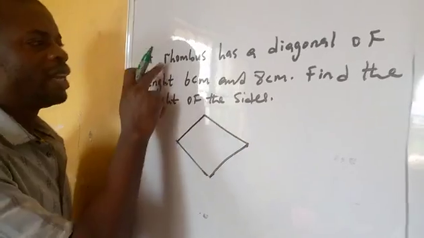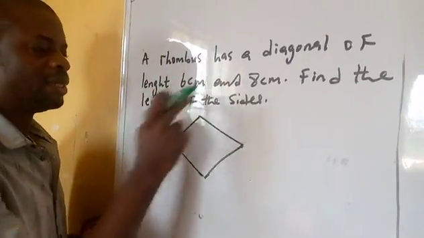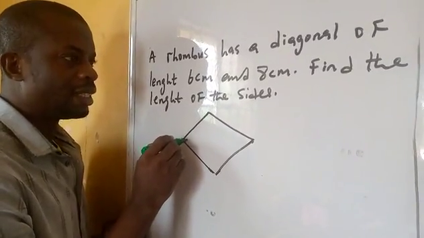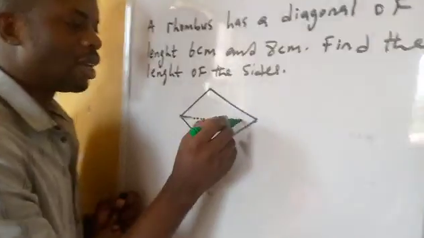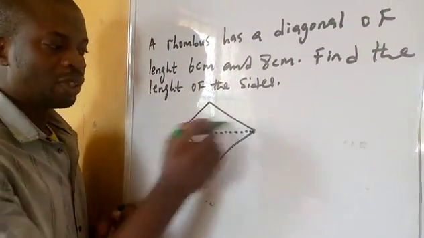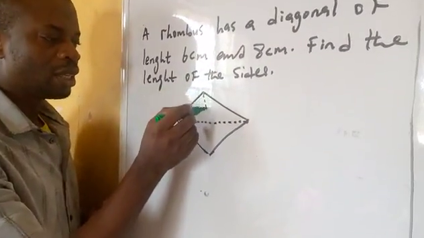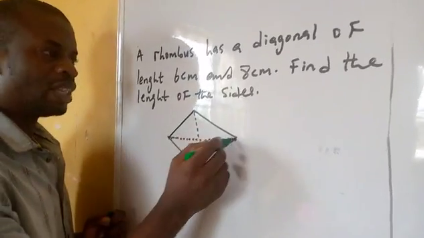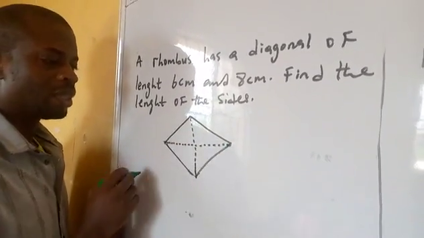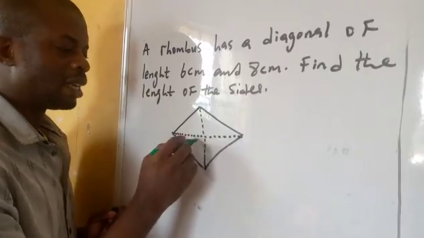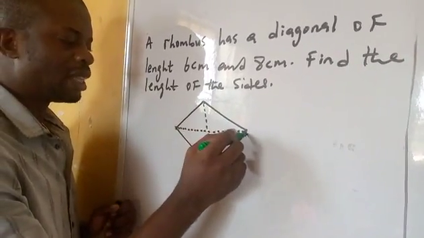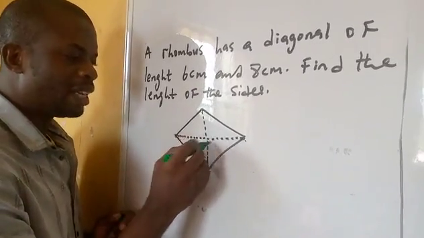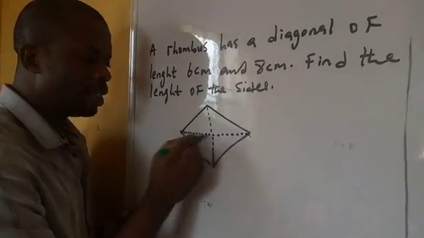Okay? Now, the rhombus has diagonals of length 6 cm and 8 cm. This is the first diagonal, and this is the second diagonal, right? Do you understand? So let's say from here to here, the first diagonal is 6 cm. If the whole of this is 6 cm, then it can be divided into two. This will be three, this will be three.